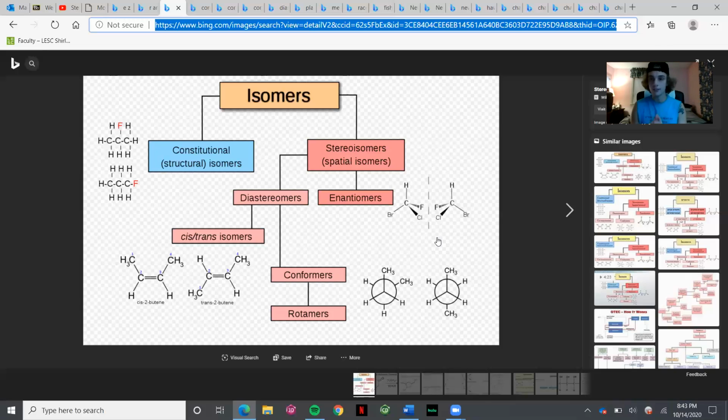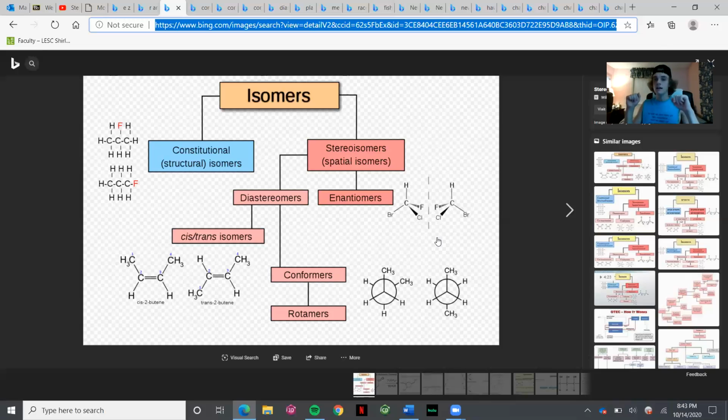Now, enantiomers are non-superimposable, and diastereomers are non-superimposable too. So what I just taught you about being superimposable, being able to overlay something, meaning it's the identical thing, they're both non. Enantiomers are mirror images, diastereomers are not mirror images. That's where they differ. They are both non-superimposable, but only enantiomers are mirror images. Diastereomers are non-mirror images.